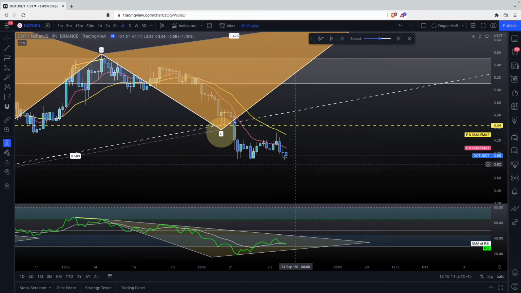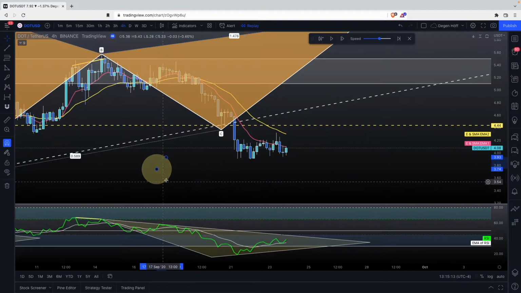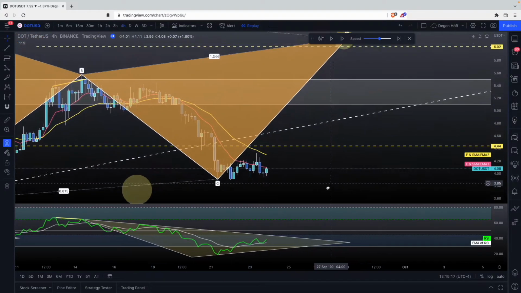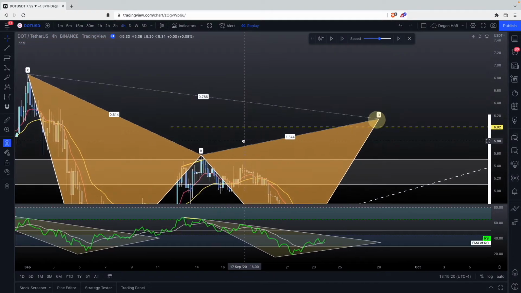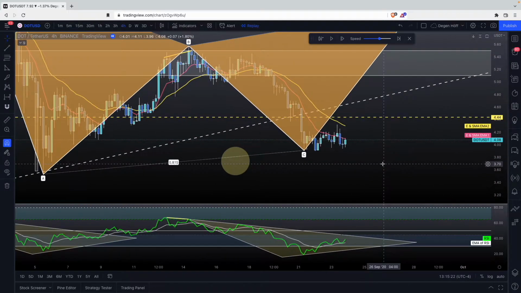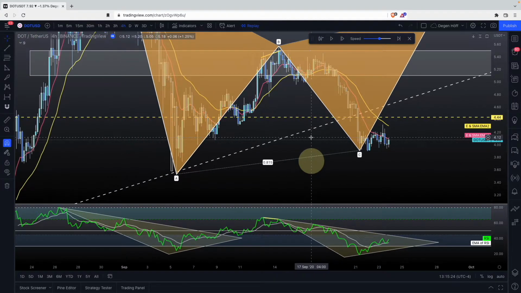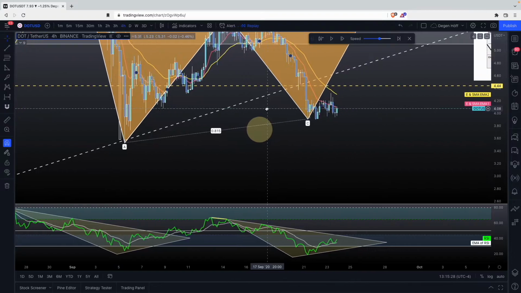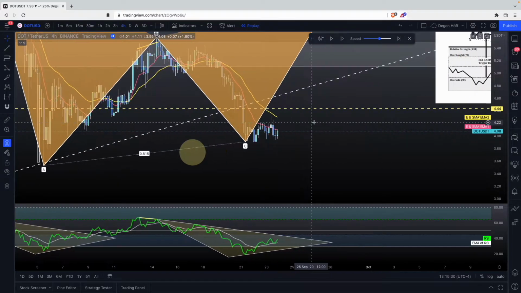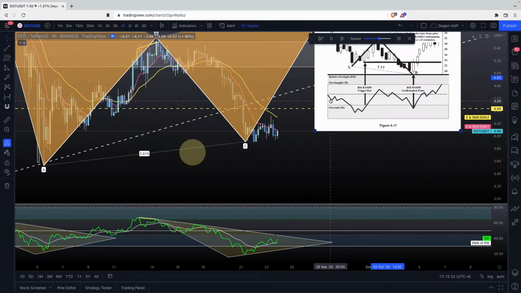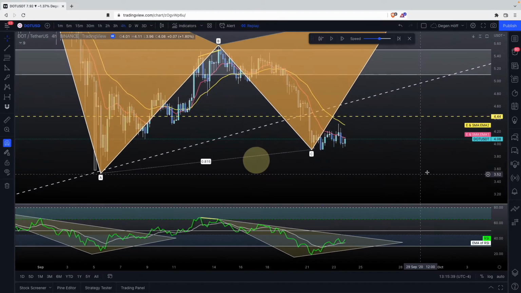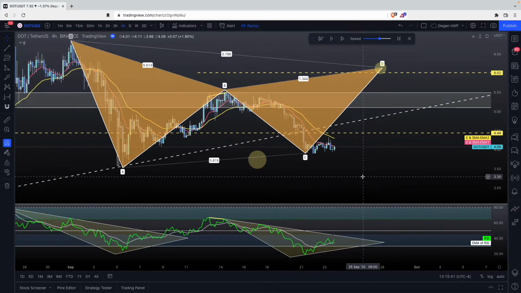Actually, hold on. Let me just move things around here. This would not be the low. That would be the low now. So it sucks because now it's under the demand line, which is bad. This is not nearly as strong a position to enter.